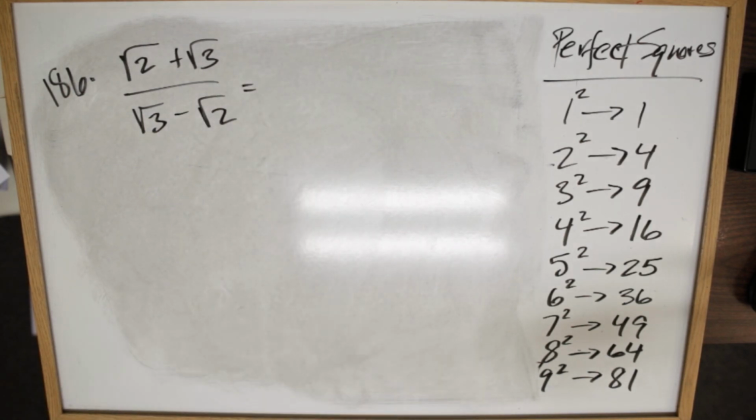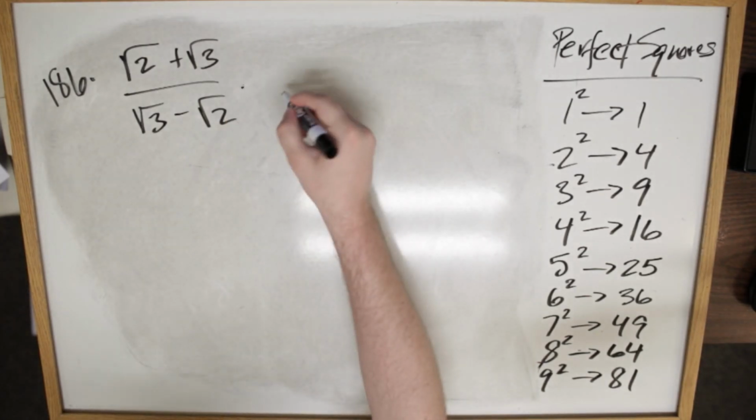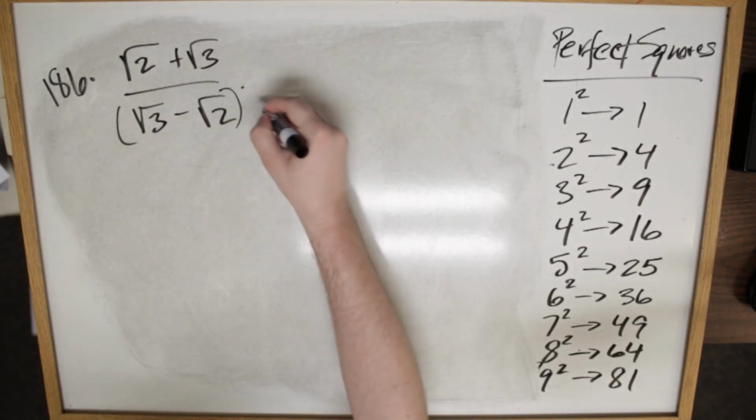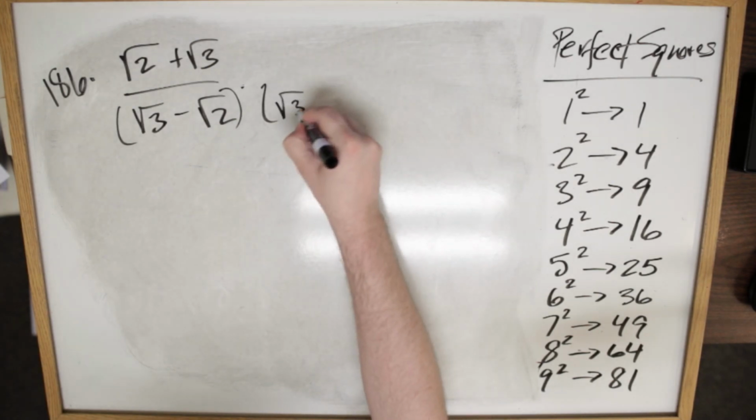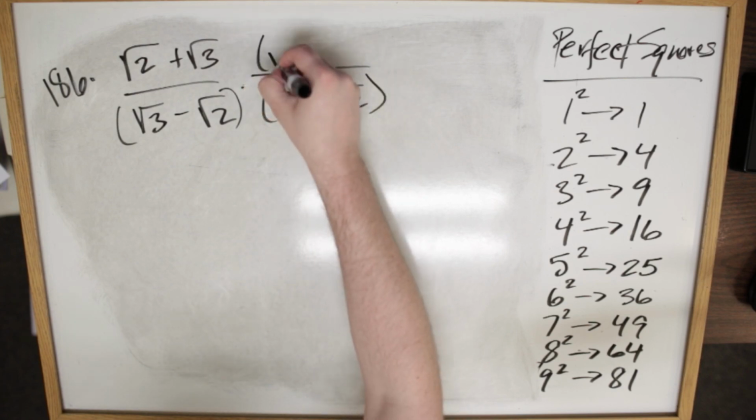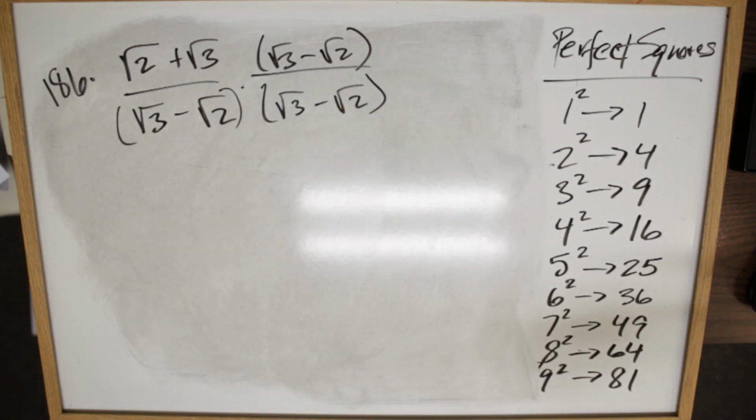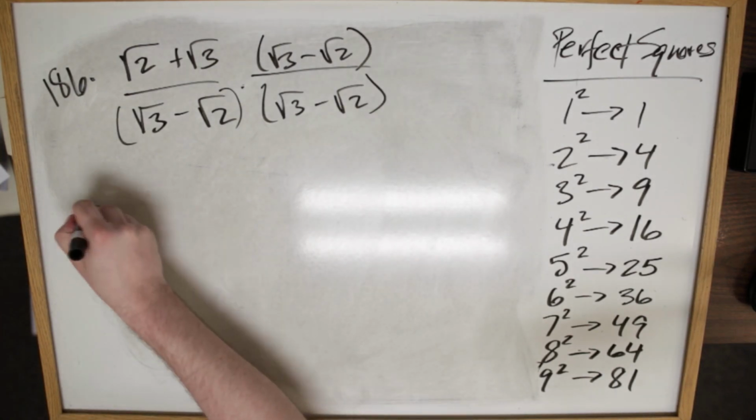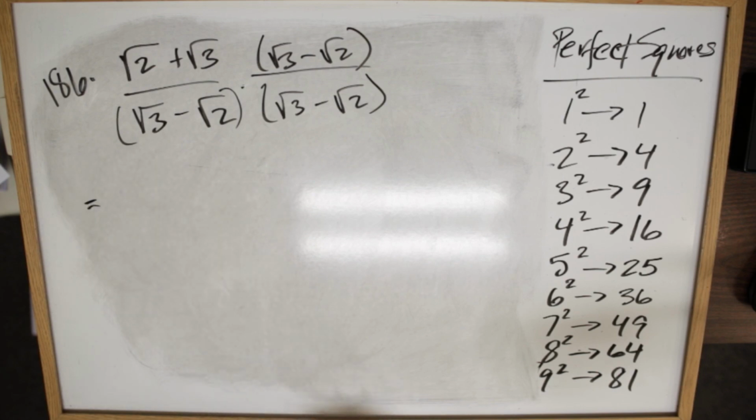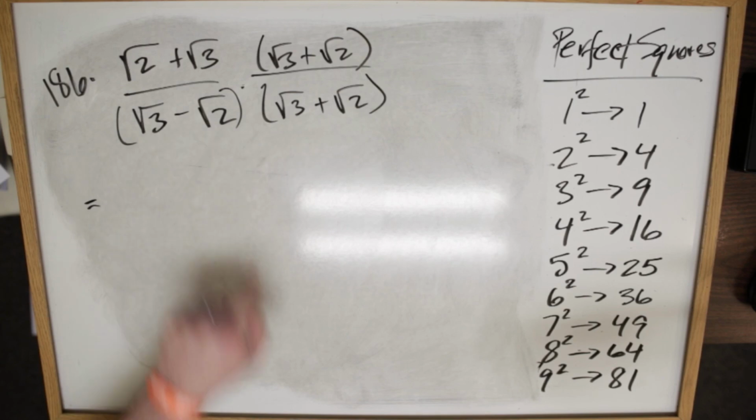Well, first, what we need to do is multiply by the conjugate. I just said that. So this guy right here is going to multiply by root 3 plus root 2 over root 3 plus root 2. Oops, this is plus, sorry. Plus, the opposite signs.